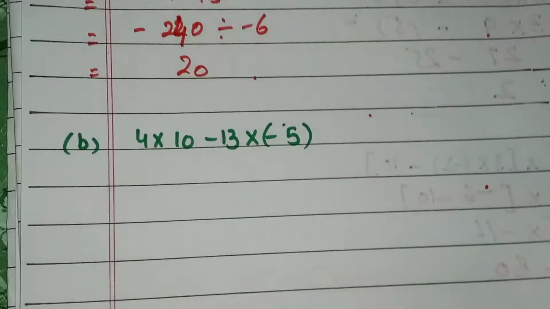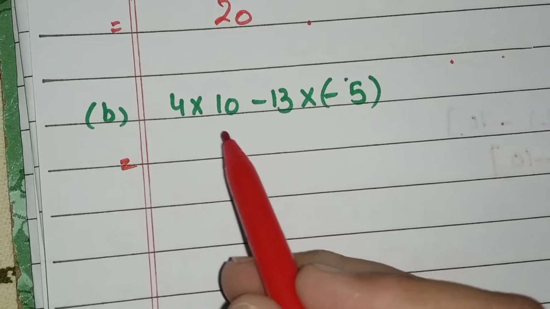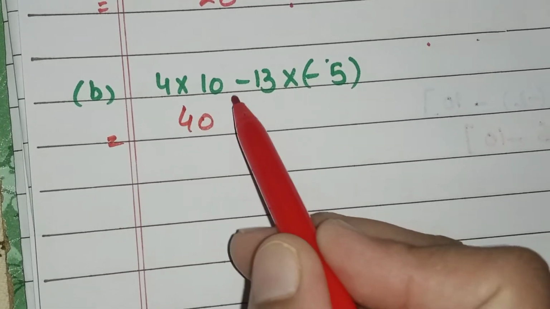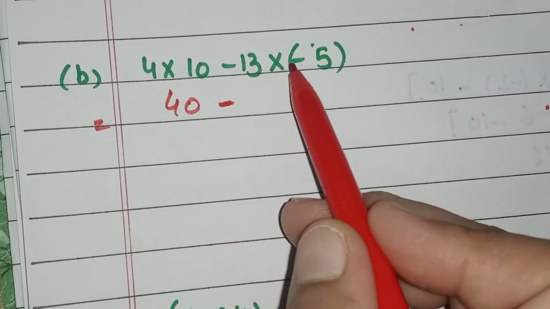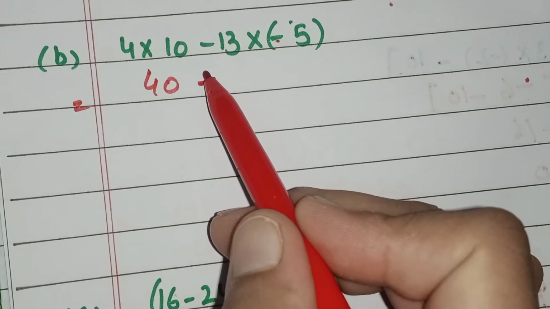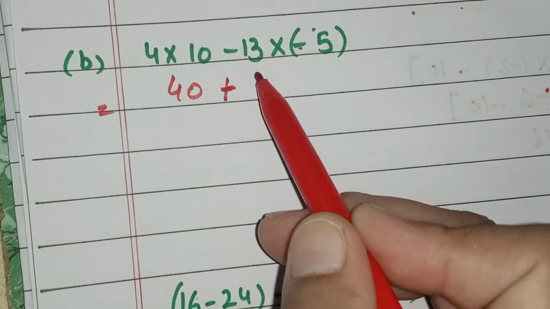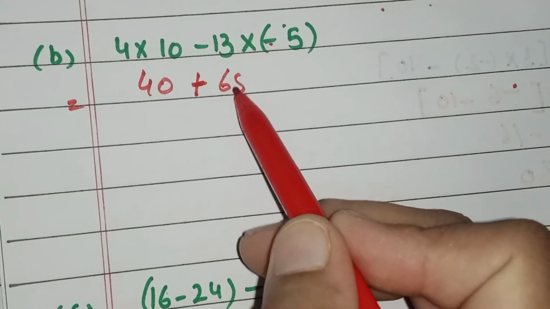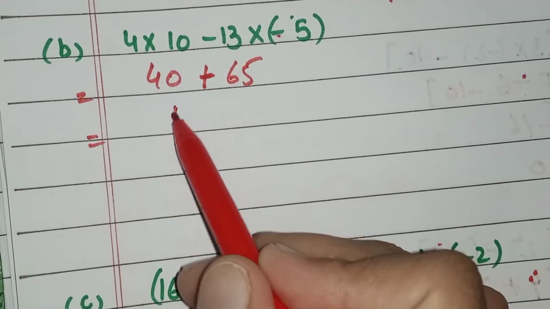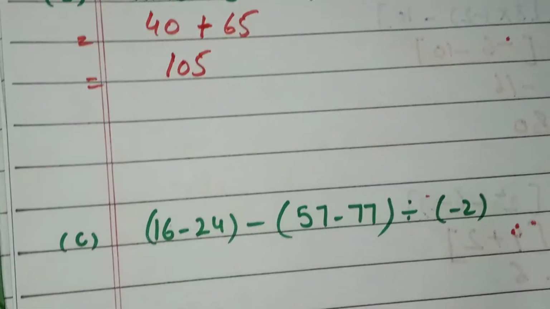Now part B, 4 into 10, 40. Here is minus and minus, minus minus plus. 13 multiplied by 5 is 65. When we add them, we receive 105.